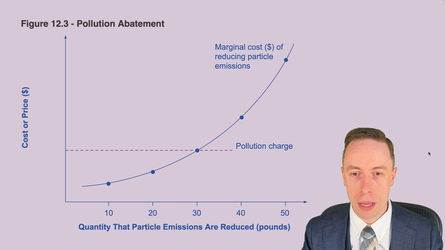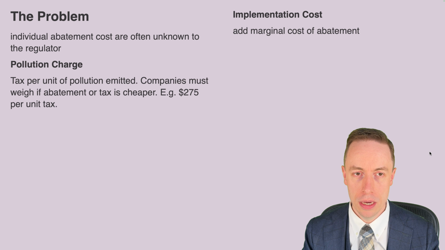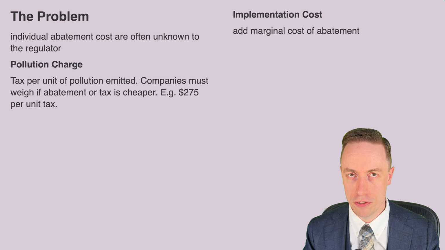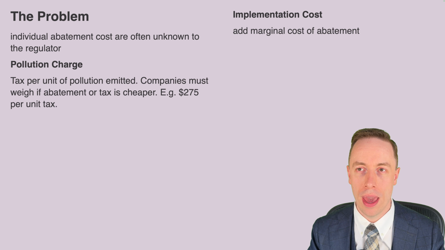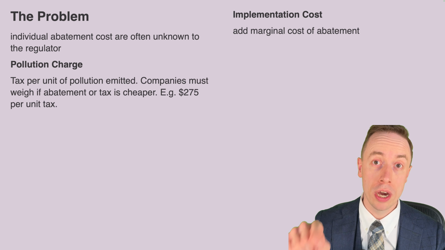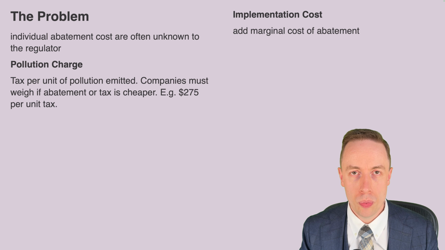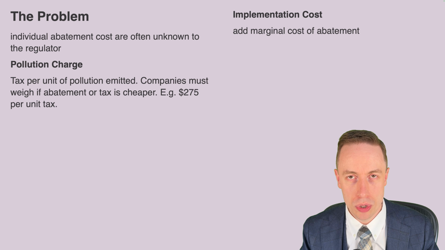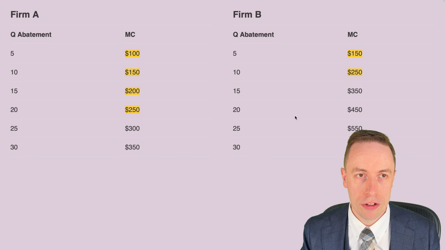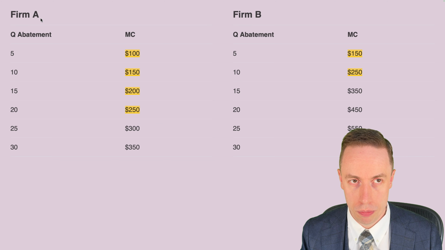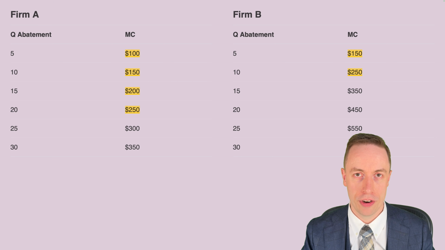So I'm going to introduce a pollution charge now, which means, for our example here, I'm going to say $275. That's how much you have to pay in taxes for every unit you don't cut, for the units you still pollute. So we go back to our companies, and of course the companies are going to do whatever is cheaper. So here we look at firm A, for example. It's emitting 30 units of pollution. If it does nothing, it would have to pay 30 times $275.